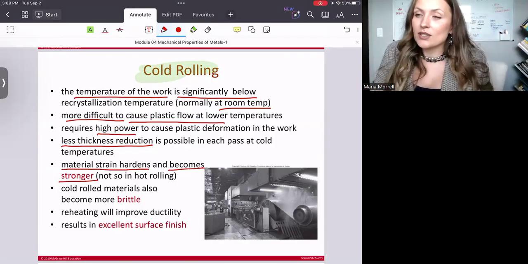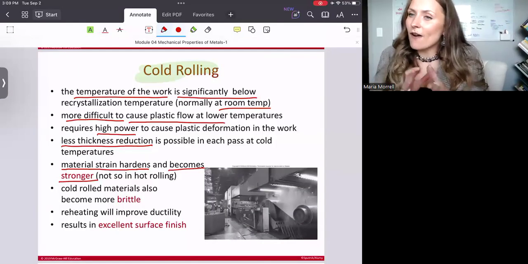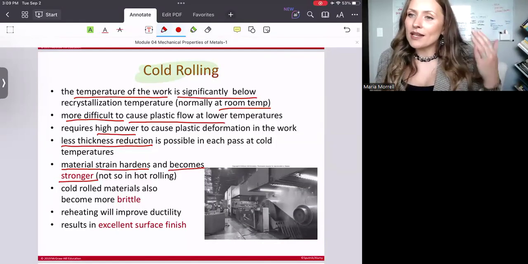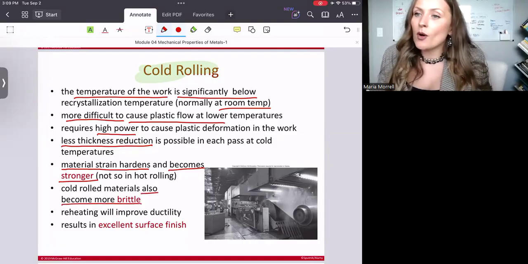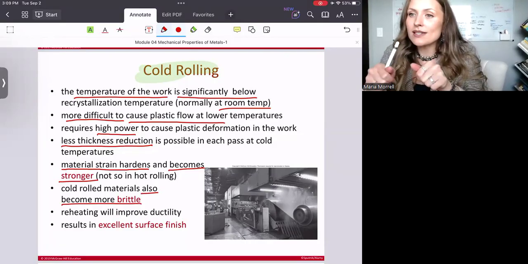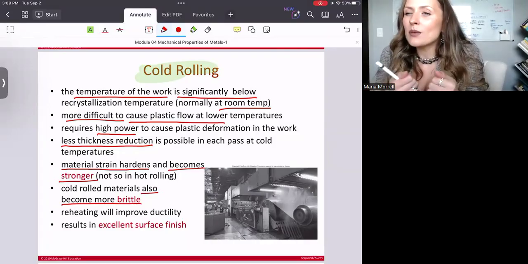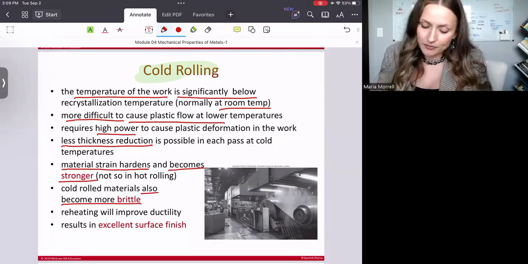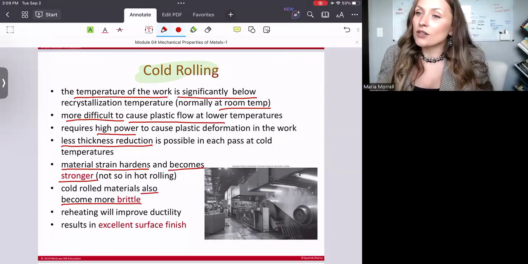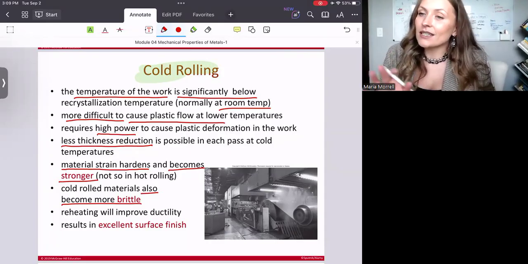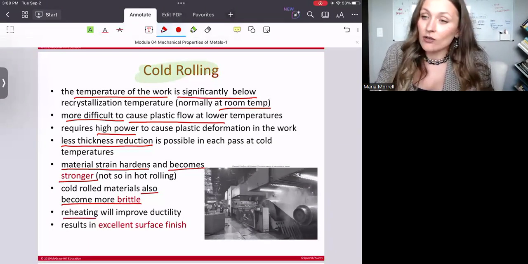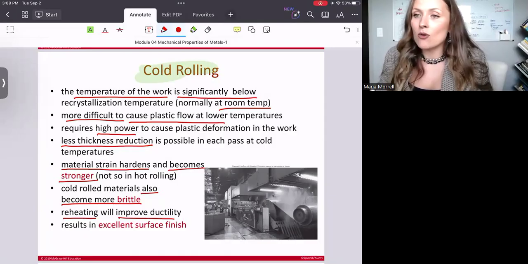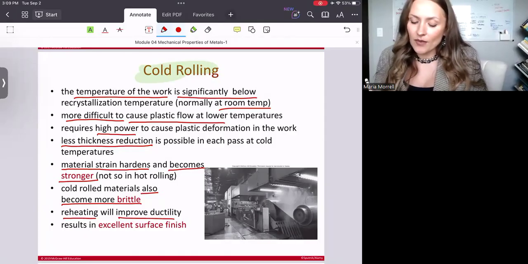Now, but there's always a price. There's always this fine balance. Even though you make the material a lot stronger, the material also becomes more brittle. And if you guys remember, being brittle means that it is not ductile anymore. Okay. Now, there is a way to improve ductility a little bit. Sometimes after cold rolling, we can actually apply reheating because it may allow us to improve ductility.